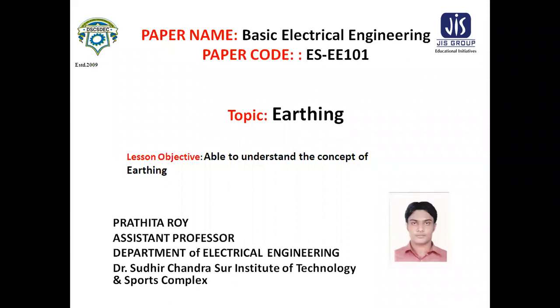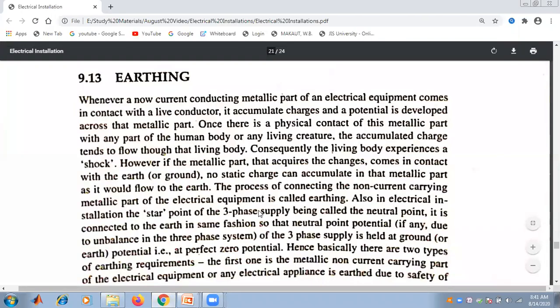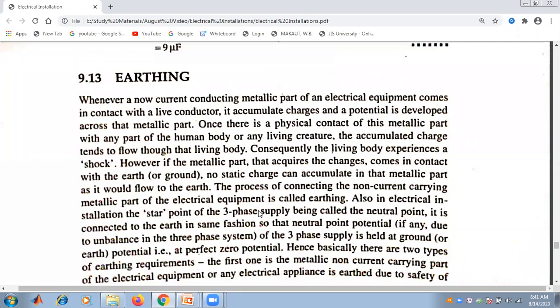Today, my topic is earthing. Lesson objective: after the end of this topic, students will be able to understand the concept of earthing. Earthing. The term earthing, we all hear this term in our daily life.